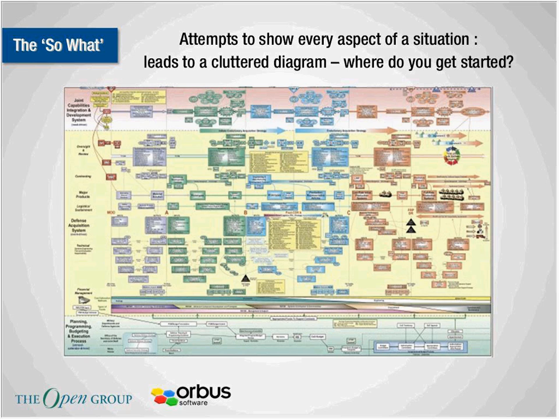Now, the first anti-pattern that I'm going to consider is what we call the so what diagram. This is a diagram that attempts to show absolutely every single aspect of a particular scenario. The thing being that it's useful to have a single heads-up view of everything involved. But the problem with a diagram like this is that it's so cluttered and so complex, it's impossible to figure out where to start.